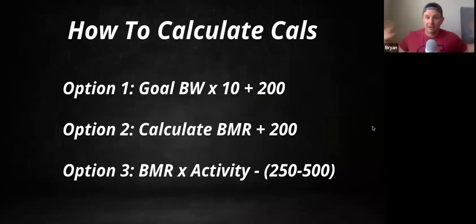All right. So, how do we calculate your calories? There's three options when it comes to calculating a calorie deficit. Option number one is taking your goal body weight and multiplying it by 10 and then giving yourself like a 200 calorie buffer because ranges are where we want to be. If you're aiming to hit the exact same number day after day after day, when it comes to calories, that's going to burn you out and it's going to be very, very hard.